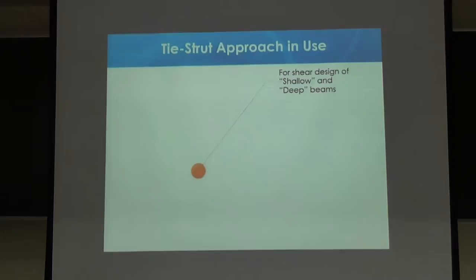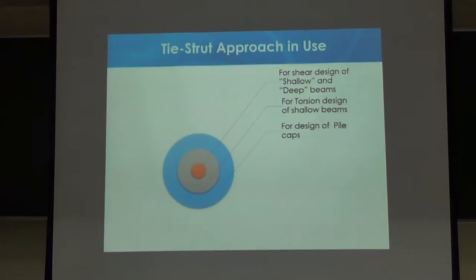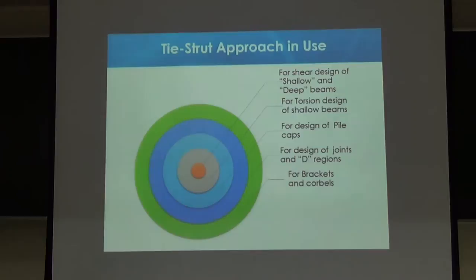So for shear design of shallow and deep beams, for torsion design, for design of pile caps, and for design of D-joints, it has many different applications you can use. So these are all the applications in use. So you can see from here, many beams, torsion design, pile caps, and so on, D-regions, brackets, and corbels.